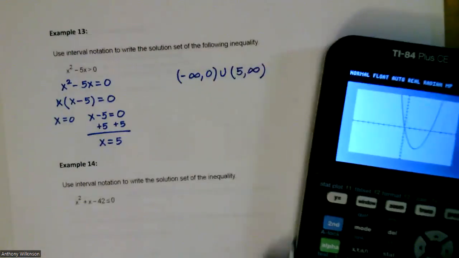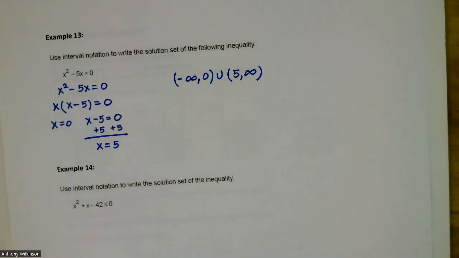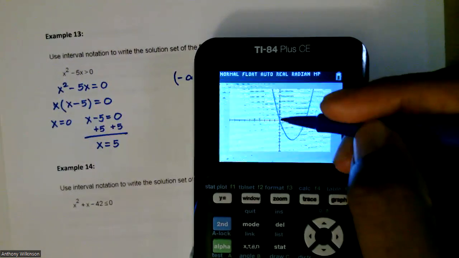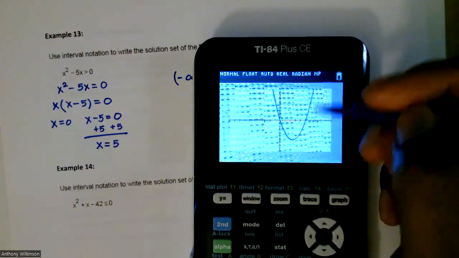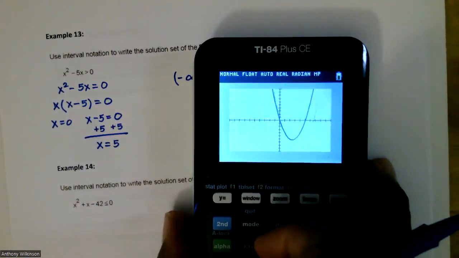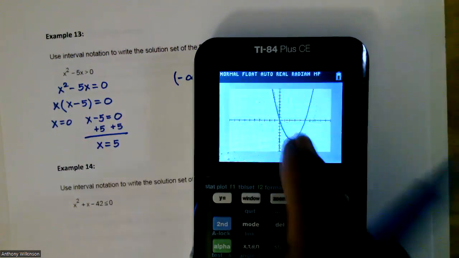And the reason why I'm using parentheses is because it's strictly greater than. So that means my endpoints are not going to be included. So from negative infinity to 0 and from 5 to infinity, that's the interval notation that satisfies that inequality. And here I'm just using the graphing calculator to help me find out where this graph will be above the x-axis, since it says greater than. If it said less than, now look at the part that's below it.